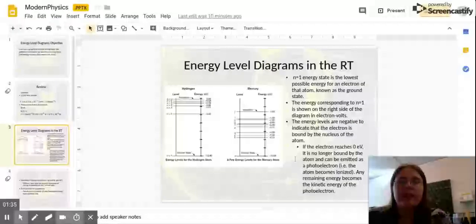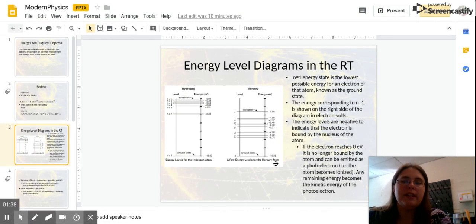And the energy levels are negatives because that indicates the electron is being bound by the nucleus of the atom, and it's going to get released. So if the electron reaches 0 electron volts, it's no longer bound by the atom and it can be emitted as a photoelectron, or it can be ionized. And any remaining energy becomes kinetic energy for the photoelectron.